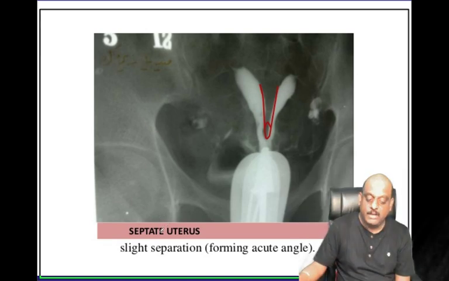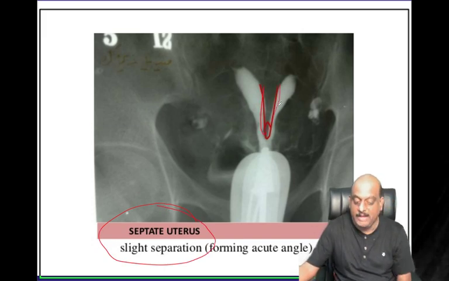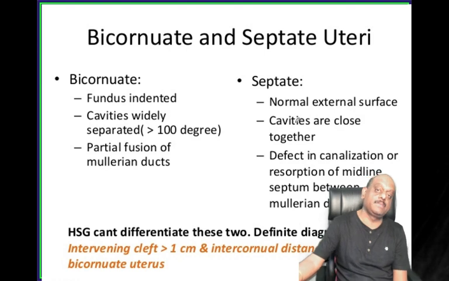Then if there is a slight separation, it forms an acute angle in septate uterus.